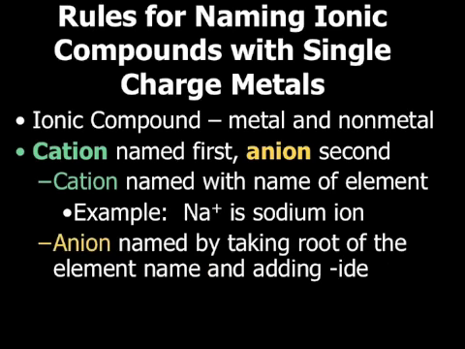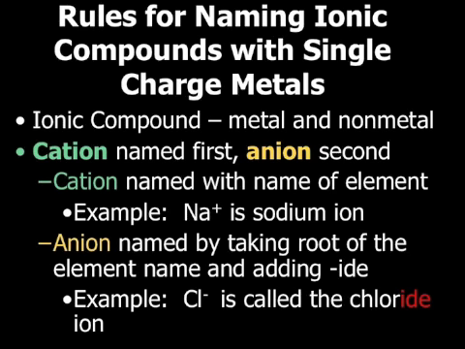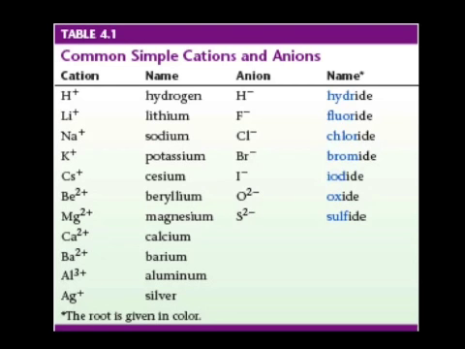The anion is named by taking the root, dropping the ending, and adding IDE. So Cl- is called the chloride ion. So Cl by itself is called chlorine. When it's Cl-, when it has a charge, then you drop the ending and add IDE. Here's some examples. On the left here, all of these positive ions, the name of the ion is the exact same as the name of the element by itself. Now over on the right, all the negative ions or the anions, you can see the endings have all been dropped and IDE has been put in its place.